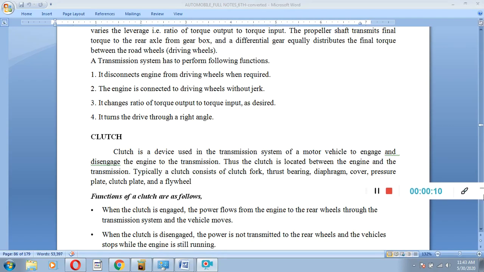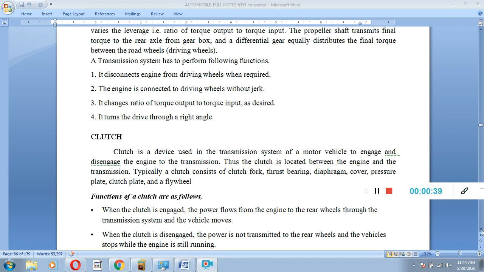Okay, so a clutch is a device used in the transmission system of a motor vehicle to engage and disengage the engine to the transmission. Thus the clutch is located between the engine and transmission. Typically a clutch consists of clutch fork, thrust bearing, diaphragm, cover, pressure plate, clutch plate and flywheel.